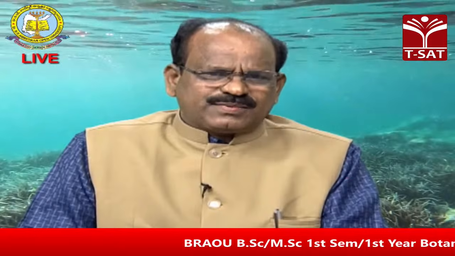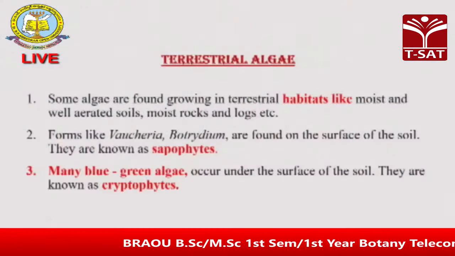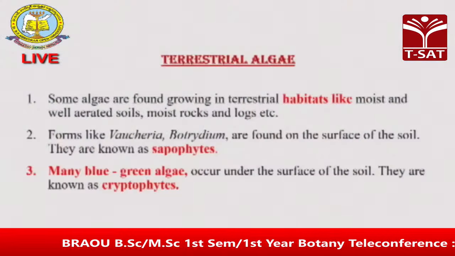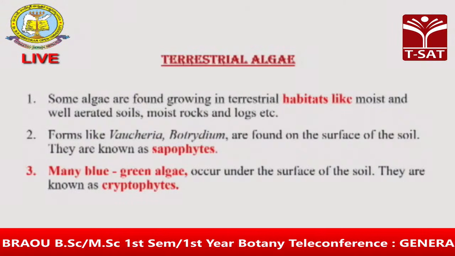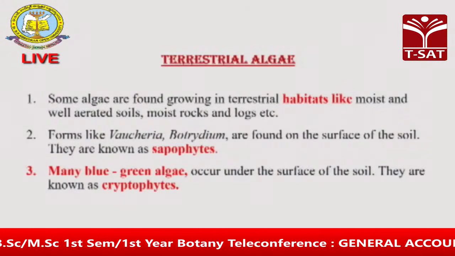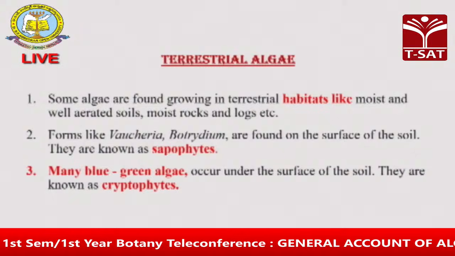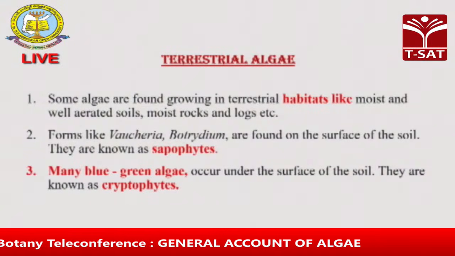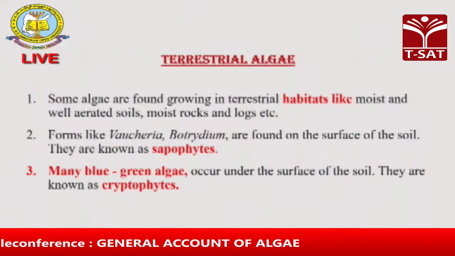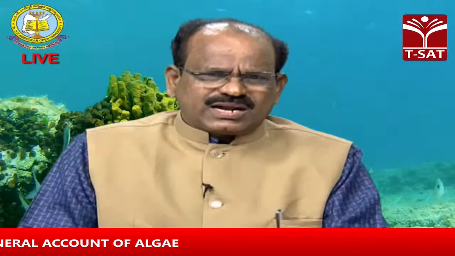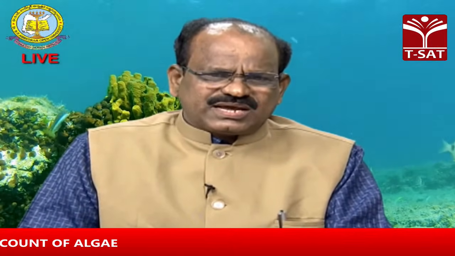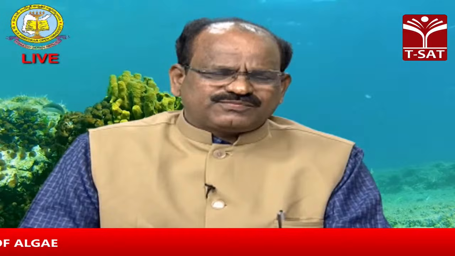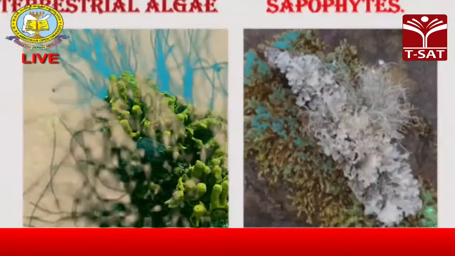Terrestrial algae are the second type of algae, depending on the habitat. Some algae are found growing in terrestrial habitats, moist. Here, in aerated soils you can also see algae, on moist rocks and on logs. They are very important algal organisms, like the terrestrial algae in the beautiful photograph you are seeing here.